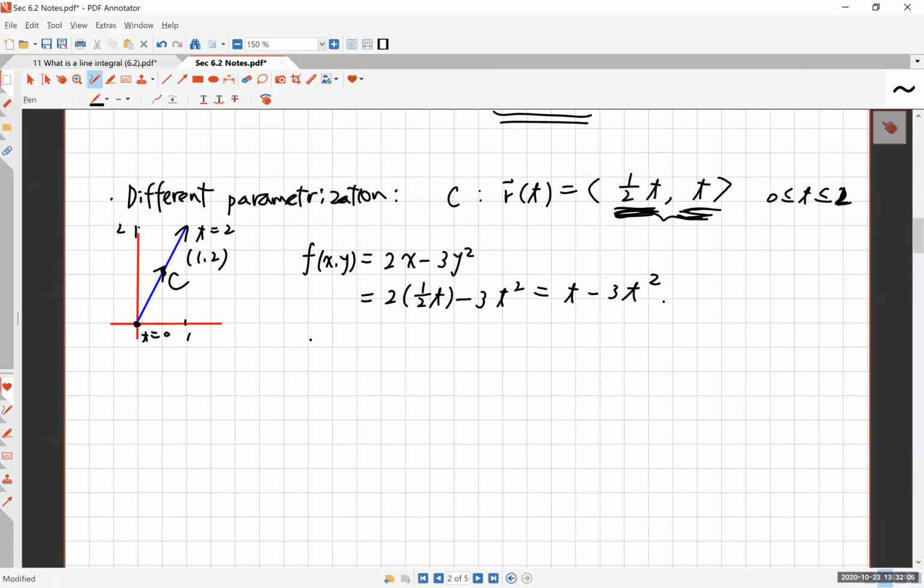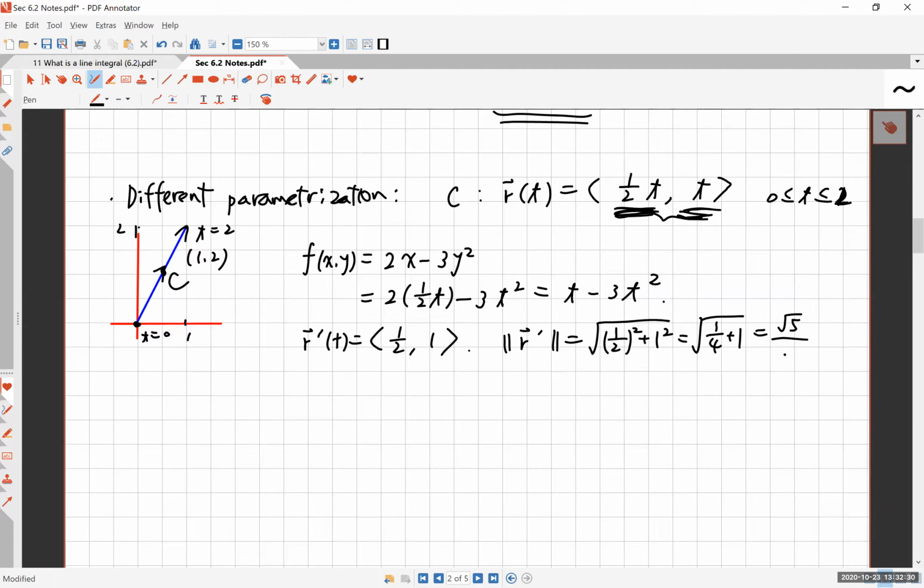And then what is r prime? Because remember, I have to have the speed, which means I need to find the velocity, which is (1/2, 1). So the magnitude of the velocity, the speed, is the square root of (1/2) squared plus 1 squared. That's the square root of 1/4 plus 1. It's the square root of 5 over the square root of 4, but the square root of 4 can be written as 2, right?